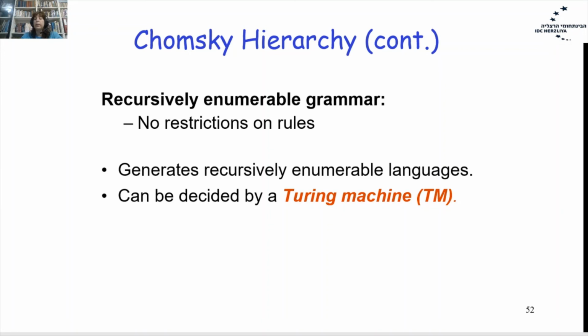Okay, the last type of the grammar is recursively enumerable grammar. You don't have any restriction on rules. Anything can be found on the left-hand side and right-hand side. The language generated by this grammar is called recursively enumerable language, and it can be decided by a general Turing machine, which once again you will study during the next course.